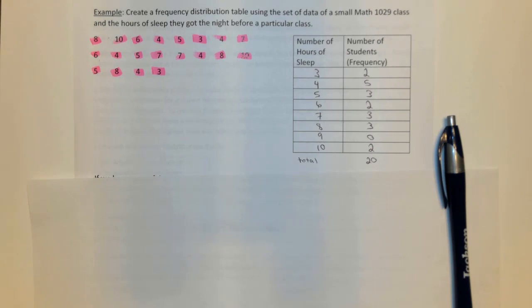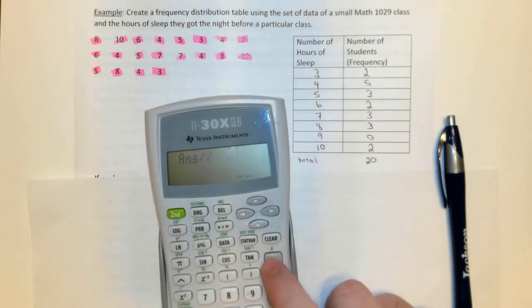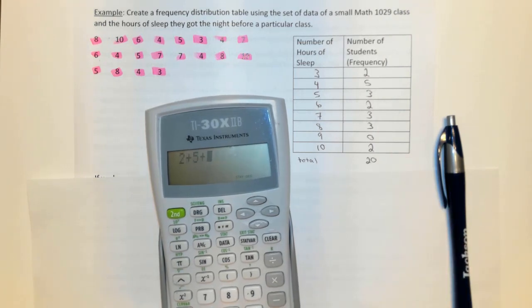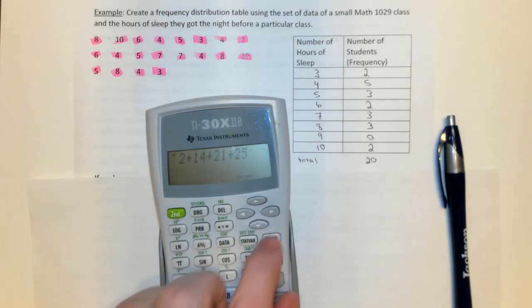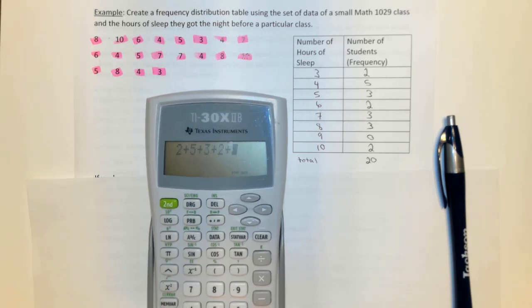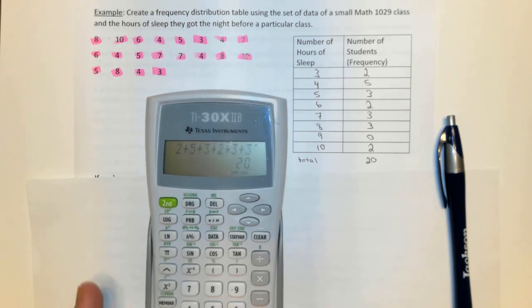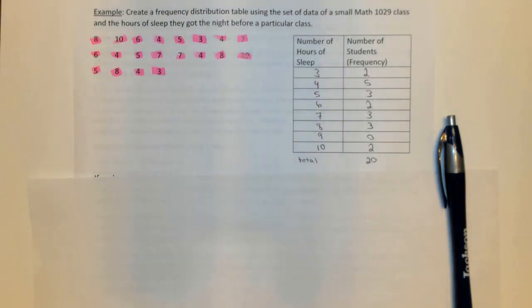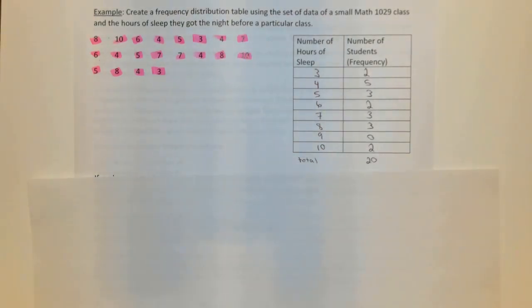Now, I would recommend taking that and then adding those numbers. 2 plus 5 plus 3 plus 2 plus 3. Oops. I don't know what that was. I think I pulled up an old calculation. 3 plus 2 plus 3 plus 3 plus 0 plus 2, 20. So I might do that calculation twice just to make sure I got everything. So that is a frequency distribution table with this set of data.